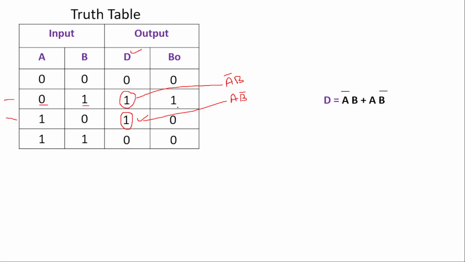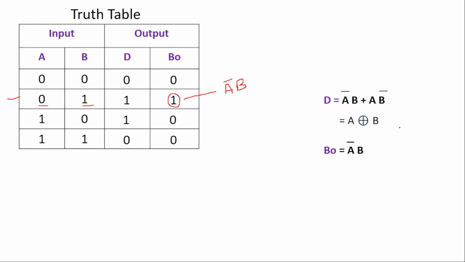Now what about the second output, that is borrow out? Borrow out has the output value 1 only once, and which corresponds to this row, that is A is 0 and B is 1. Now similarly, we will apply the same logic. As A is 0, A is taken as A bar, the value of B is 1, so B is taken as it is. So A bar B. So only one product will be there, and A bar B is the value of borrow out.